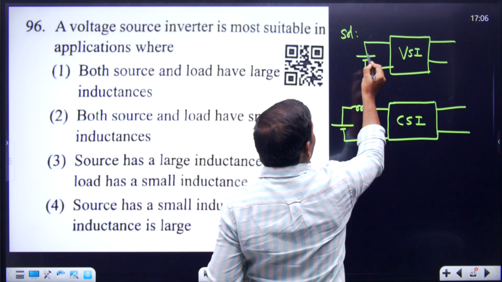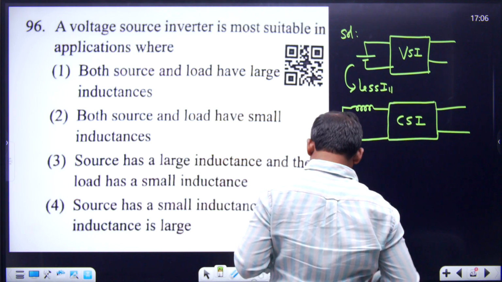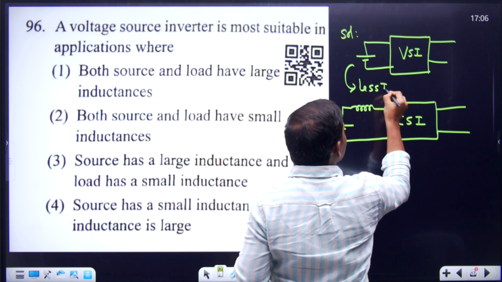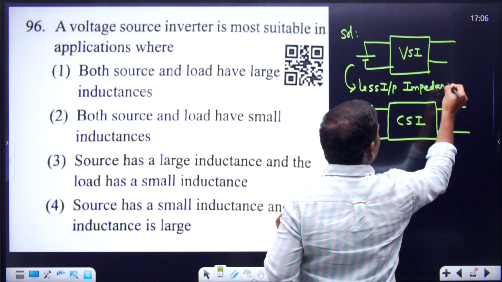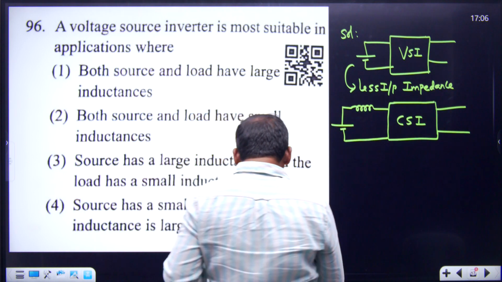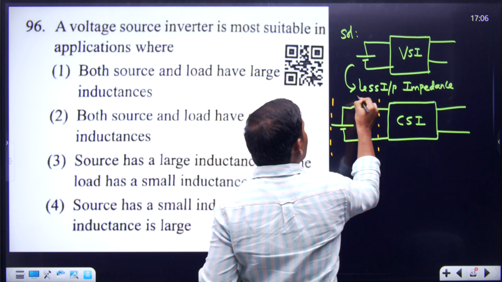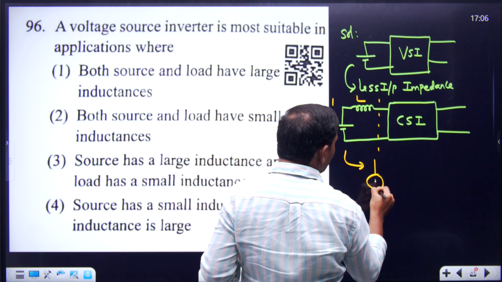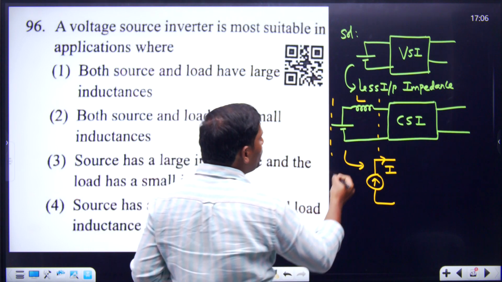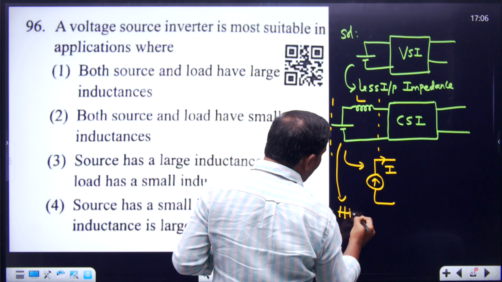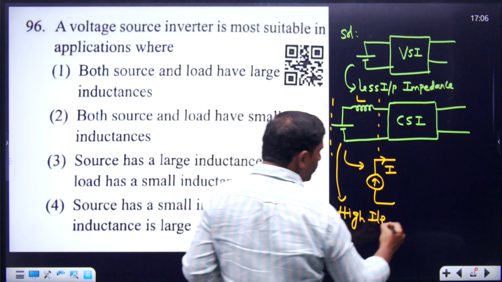In the voltage source inverter, there is less input impedance because there is no inductor here. But a voltage source in series with an inductor, students, is equivalent to a current source. Then it has high input impedance. The current source inverter has high input impedance because of the inductor at the input side.